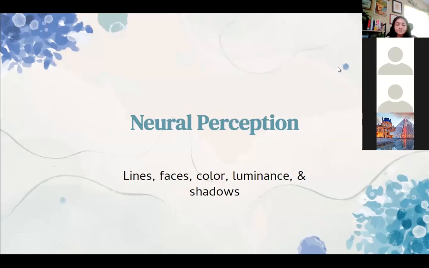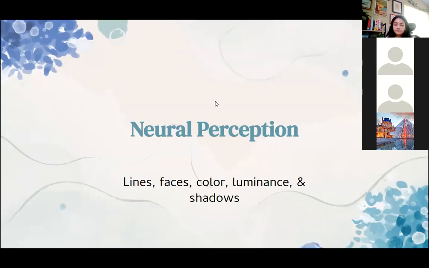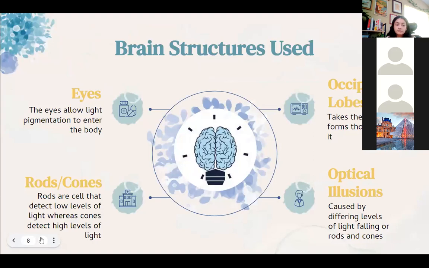Okay, so now we're going to be talking about neural perception, how the brain can see lines, faces, colors, luminance, and shadows, which obviously is super important when it comes to looking at some of your beautiful artwork. Okay, so some of the brain structures that are used in this concept are, of course, the eyes.